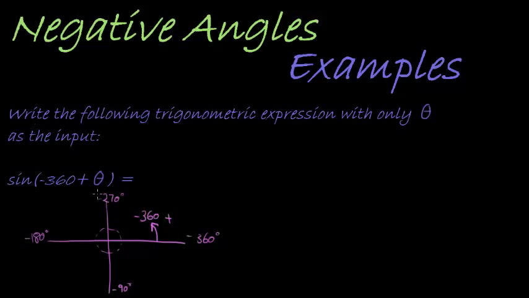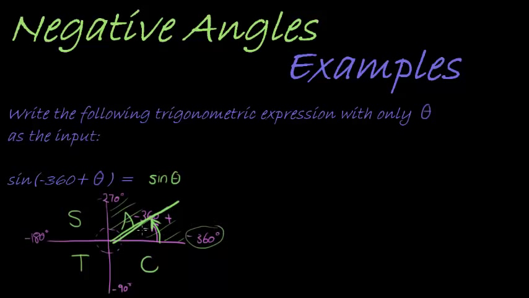The CAST system still works the same, so that's still CAST. That's not numbered differently. So all of the ratios in this quadrant are positive, including sine. So this simply comes down to sine of theta. Theta is of course the angle that I am adding to negative 360, and that's the angle I make with my x-axis and eventually the angle that I'm actually looking for.